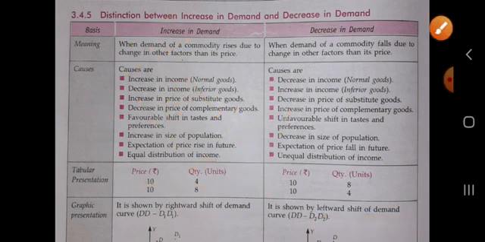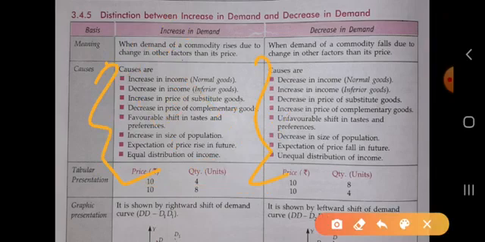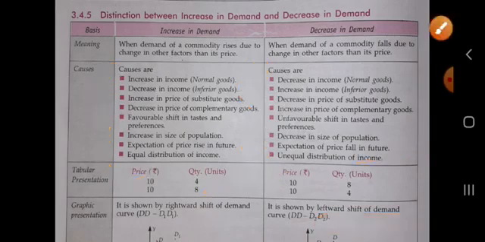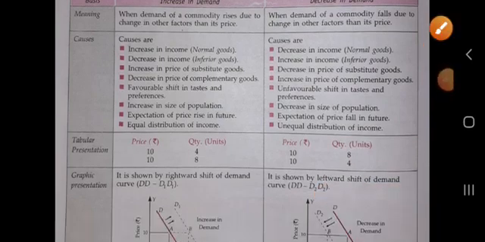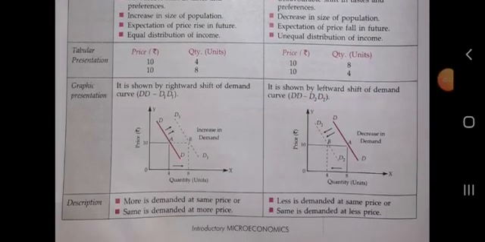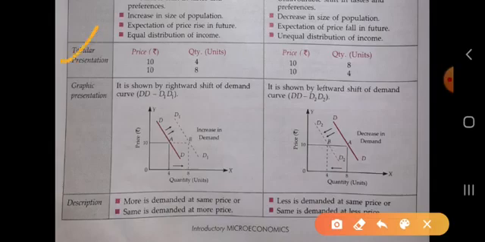Okay, these are all the causes for the increase in demand and decrease in demand. These are the reasons why the demand curve is shifted to the rightward, or why the demand curve is shifted to the leftward. Okay, so next is the tabular presentation. We have to take the tabular presentation.